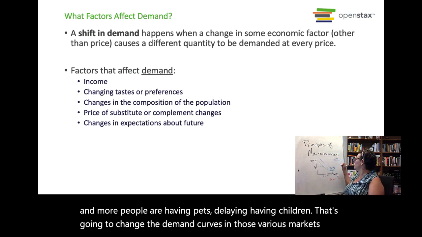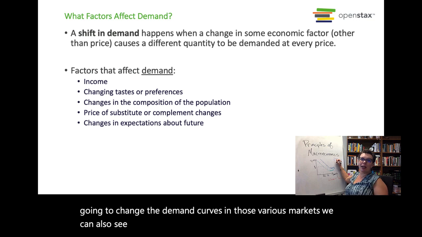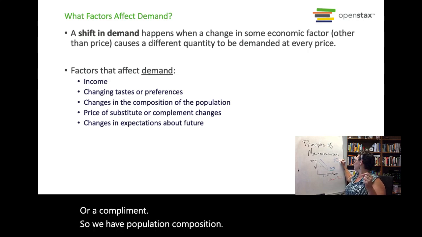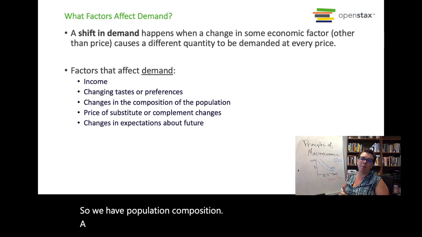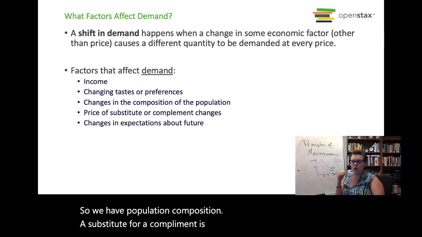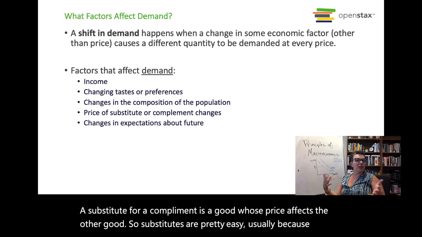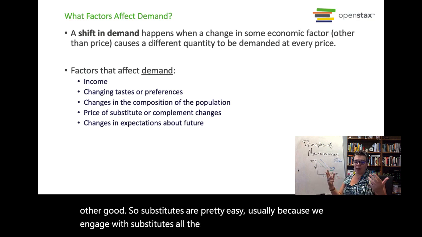We can also see changes in the price of a substitute or a complement. So we have population composition. A substitute or a complement is a good whose price affects the other good. So substitutes are pretty easy usually because we engage with substitutes all the time. So think about, actually this just happened.